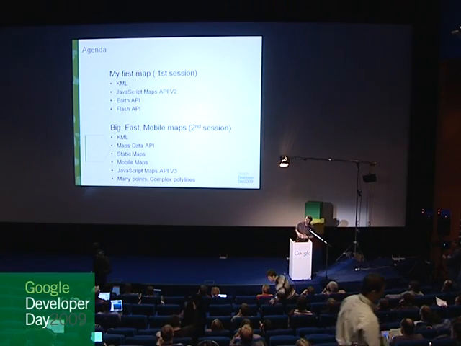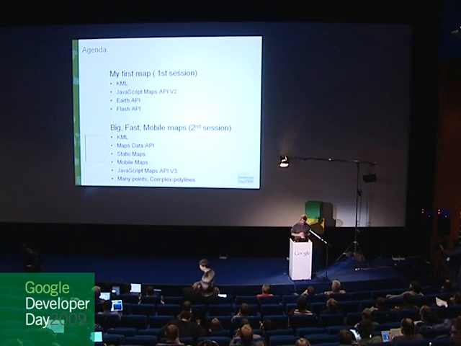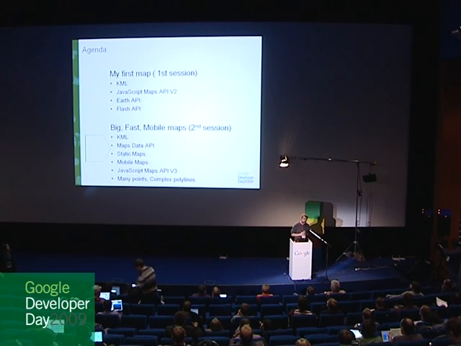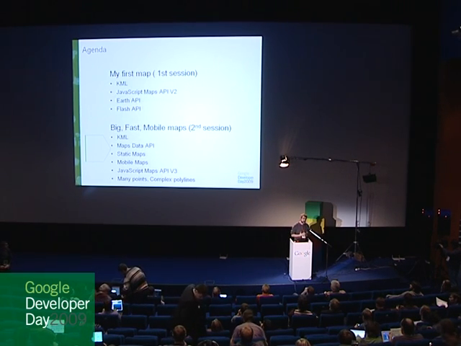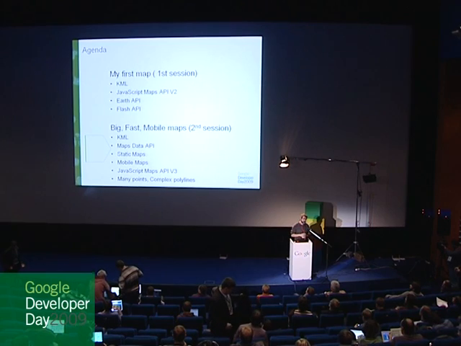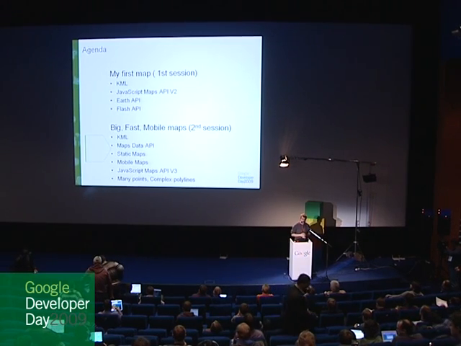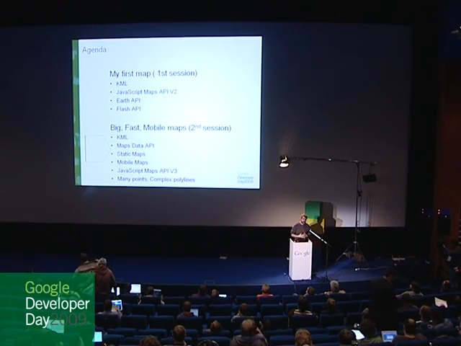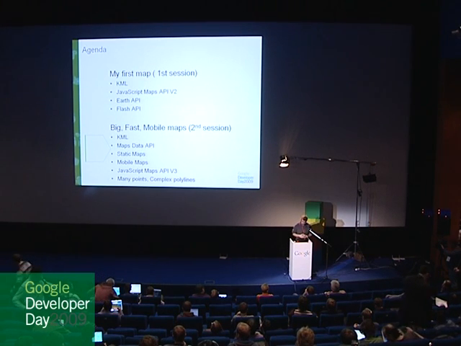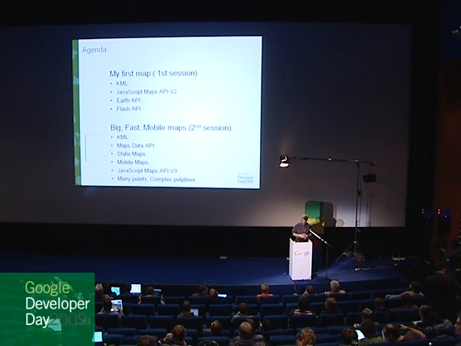The title is quite ambitious: how to build big, fast and mobile maps. Big means a lot of place marks, complicated figures to draw on the map. And fast, of course, means you don't want to wait 30 seconds for your map to be available, and especially when you're on mobile.